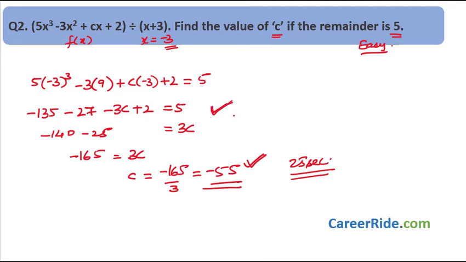And the question will become very simple and easier for me, and I'll be able to solve it within 25 seconds. All that you have to do is practice sufficiently and make your mathematical calculations faster. And the only trick to do that is practice.